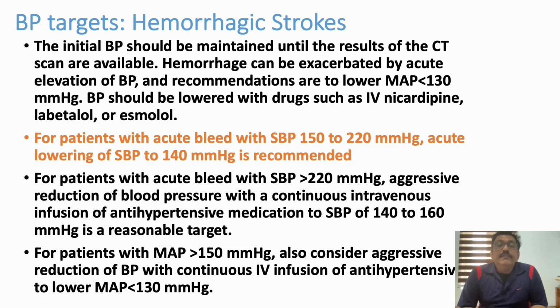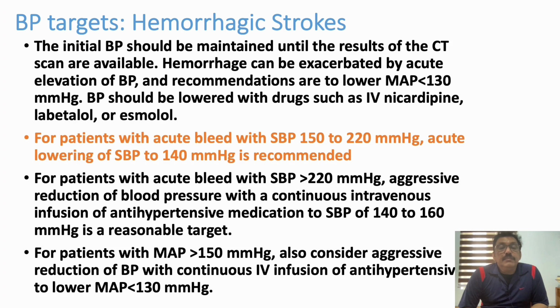But here, if we think that the patient's bleed is due to high BP, and the patient has systolic BP of 150 to 200, acute lowering of systolic BP to 140 millimeter of mercury is recommended. That is very, very important, and we can even target a mean arterial pressure less than 130. For patients with acute bleed with systolic BP more than 220, aggressive reduction of BP with a continuous intravenous infusion of antihypertensive is needed, and systolic BP should be reduced to 140 to 160.